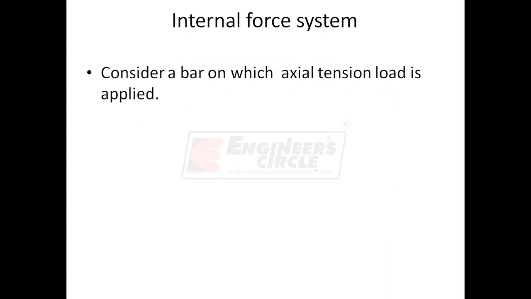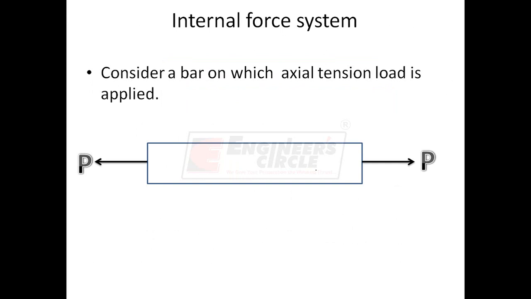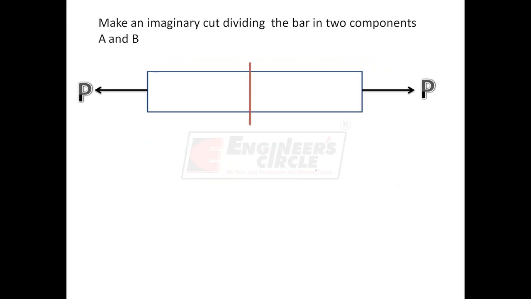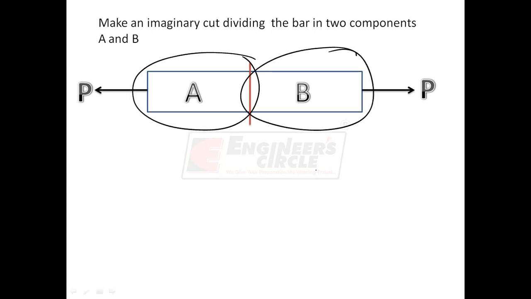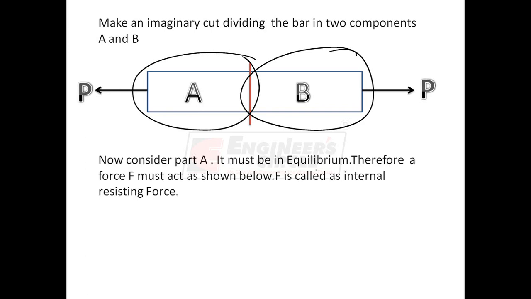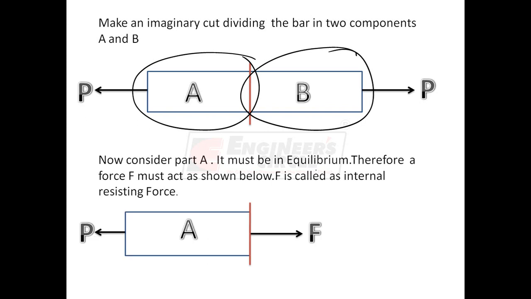To understand internal force system, consider a bar on which axial tensile load is applied. Make an imaginary cut in this bar as shown that divides the body into two parts A and B. Now the entire body is in equilibrium because the load on the entire body is P minus P equal to 0. Therefore, part A or part B of the body must also be in equilibrium. Now consider part A. To keep part A in equilibrium, an internal force F must come from part B.